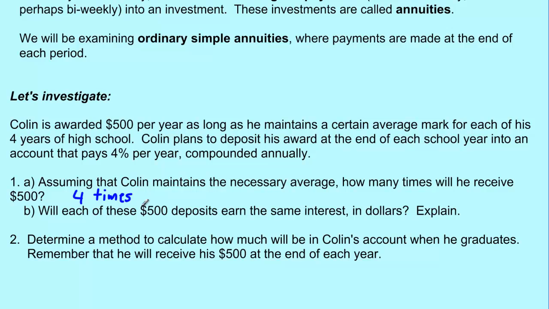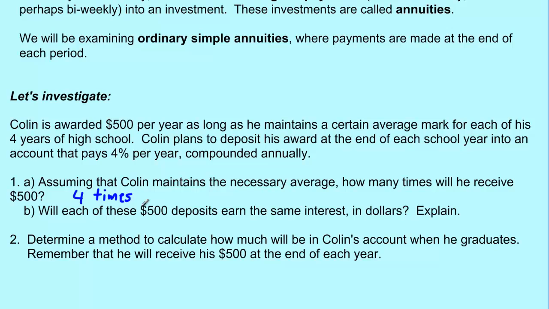Now, if we think about it, at the end of his first year of high school, I guess we'll just call it grade 9, he's going to get $500 and put it into an account right away. At the end of grade 10, he's going to earn $500. At the end of grade 11, he's going to earn $500, and at the end of grade 12, he's going to earn $500. Will each of those $500 deposits earn the same amount of interest?